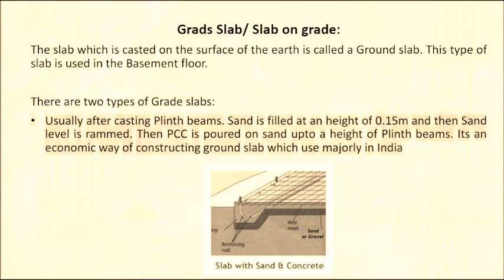Usually after casting plinth beams, sand is filled at a height of 0.15 m and then the sand level is rammed. Then PCC is poured on the sand up to the height of the plinth beams. It's an economic way of constructing a ground slab, which is used majorly in India.